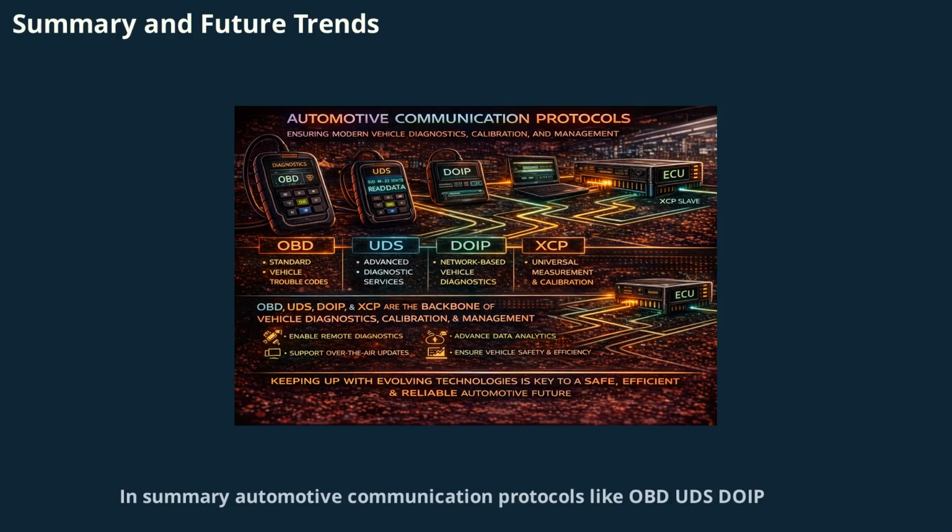Summary: automotive communication protocols like OBD, UDS, DOIP, and XCP form the backbone of modern vehicle diagnostics, calibration, and management. As vehicles become more connected and software-driven, these protocols will continue to evolve, supporting new features like remote diagnostics, over-the-air updates, and advanced data analytics. Staying informed about these technologies is essential for anyone working in the automotive industry, ensuring that vehicles remain safe, efficient, and reliable for years to come.